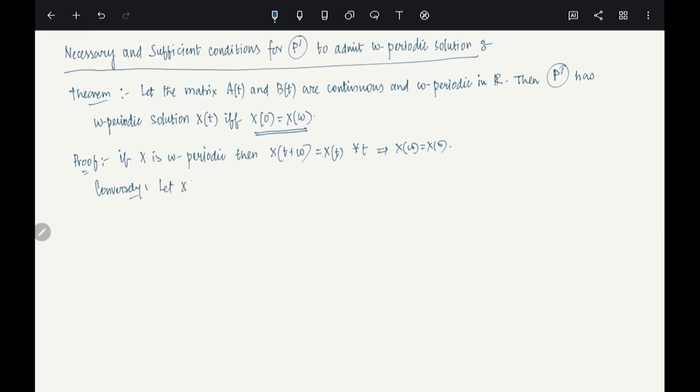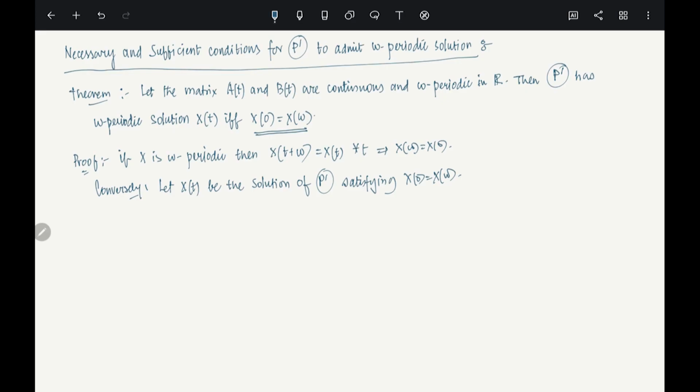Okay. So conversely, now the important part, conversely, what happens is this. Let x of t be the solution of x prime equals a of t x plus b of t. Is this okay? And satisfying x0 equals xw. Is this okay? See, now we are assuming that x is closed. So essentially at the point 0 and at the point w, it is basically the same. Then we are going to show that if it is a solution, it has to be w periodic, right?